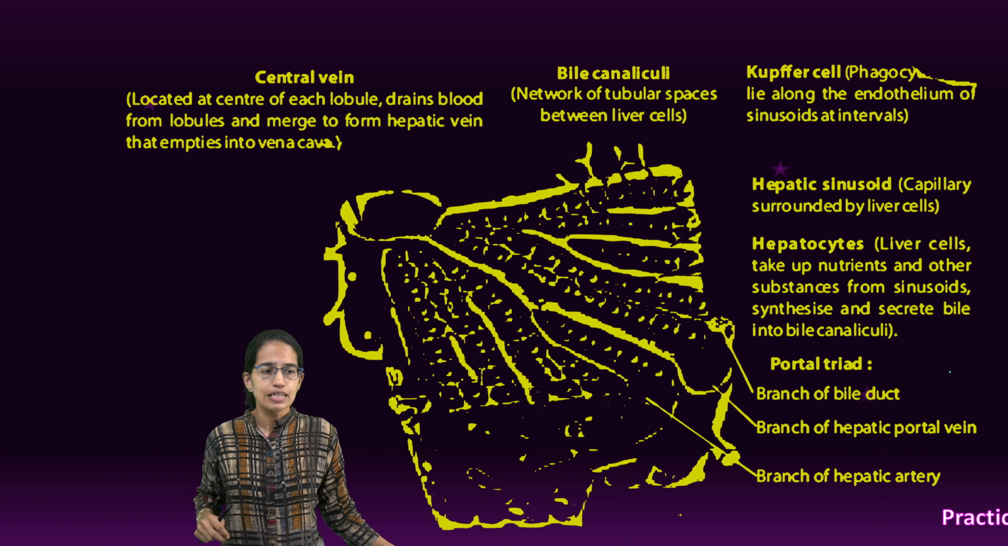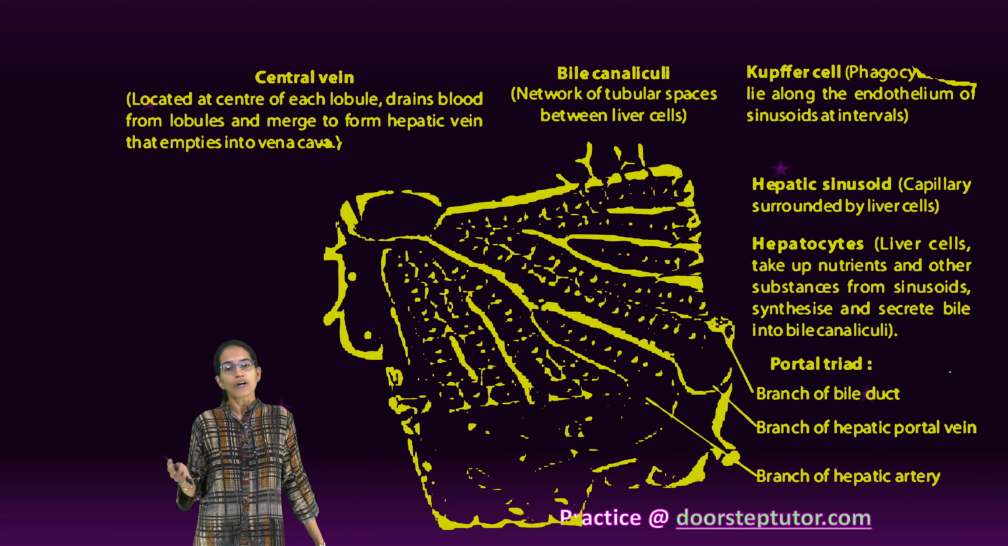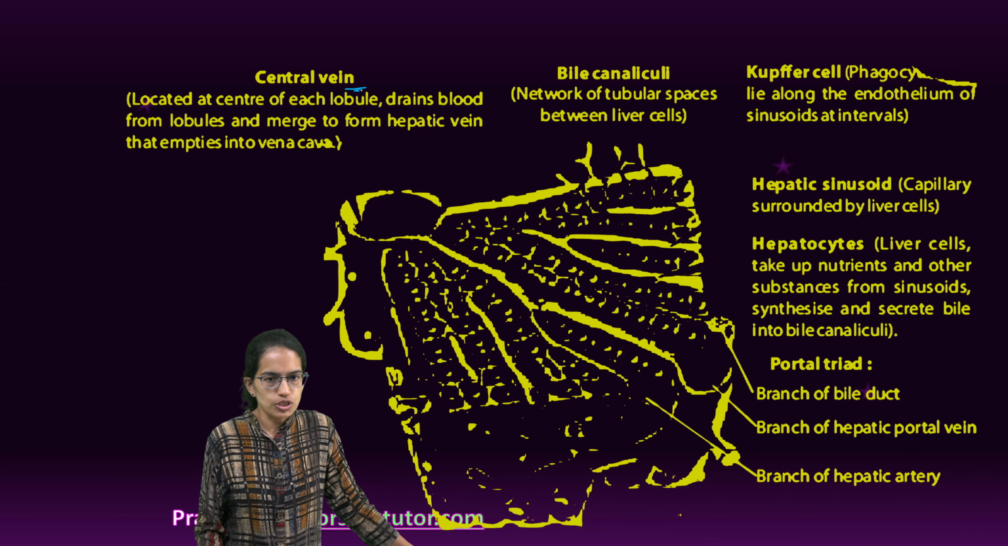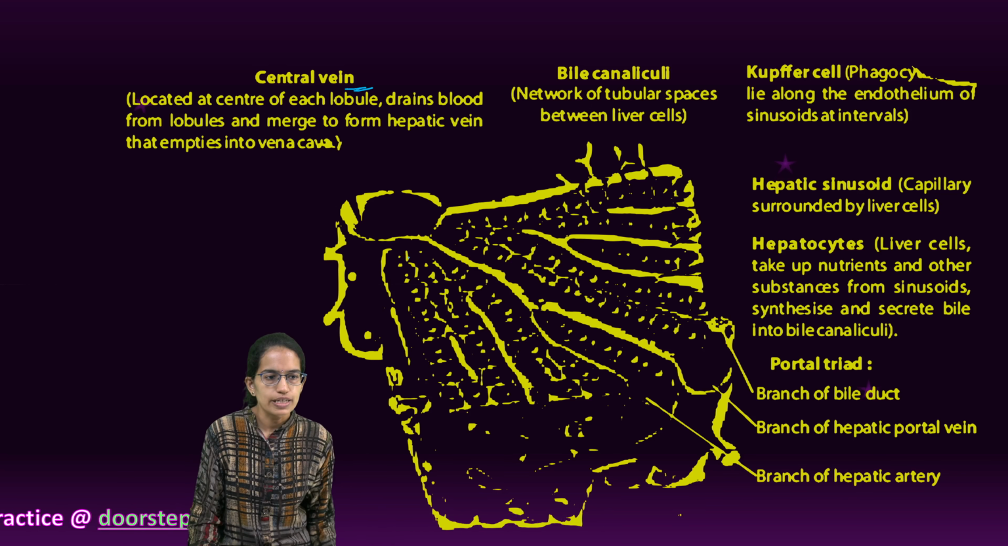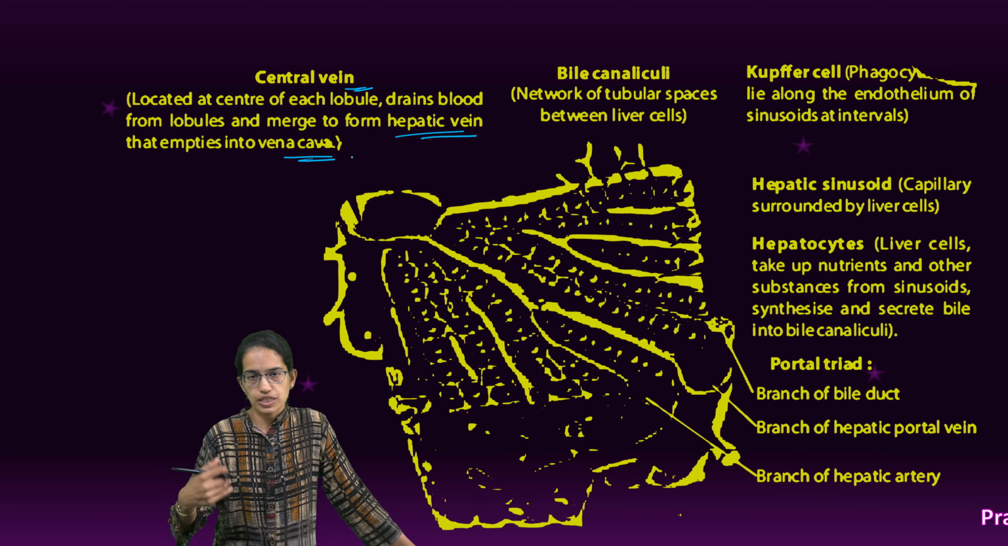The next is liver. Now liver has lobules. Lobules are the functional units of the liver. So if we study the structure, there is a central vein. This central vein is located at the center of the lobule and drains the blood that finally merges to form the hepatic vein emptying into the vena cava, which takes the impure blood.